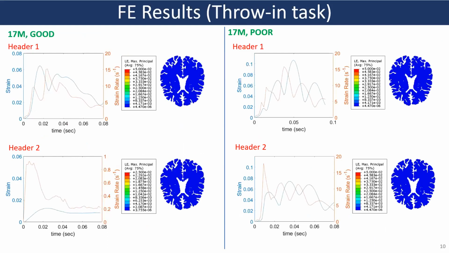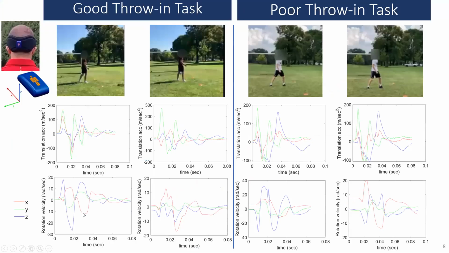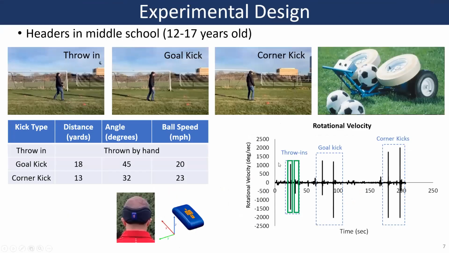Right now I have only shown the throw-ins, but we do expect, because, wait, my computer is very slow in going to that slide. So this is the rotational velocity. These two are the throw-in headers, these two are goal kicks, and these are corner kicks. As we go from throw-ins to goal kicks and goal kicks to corner kicks, our intensity increases. So I would expect the strain and strain rates to increase accordingly, but I still have to run all those simulations to confirm that.